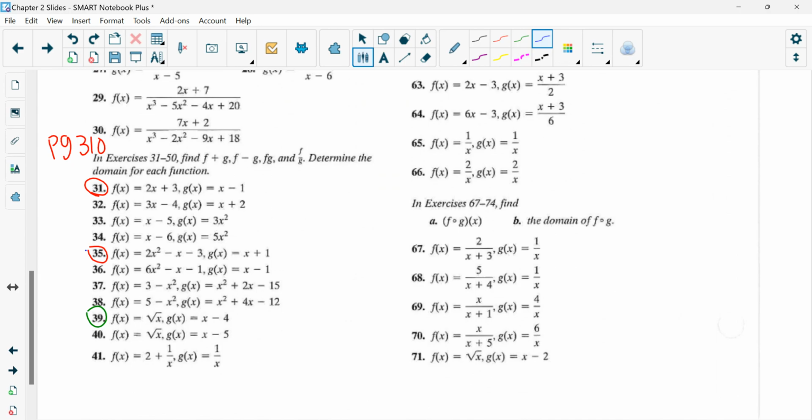You're probably going to want to get your book out, because remember, it's a good idea as you go along to check the back of the book for the answer as well. Make sure you're doing it right along the way.